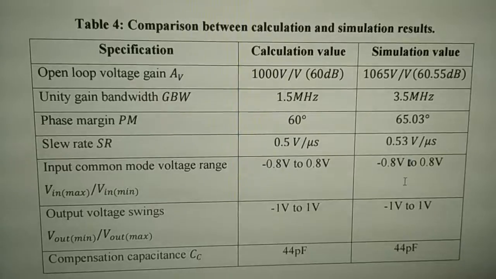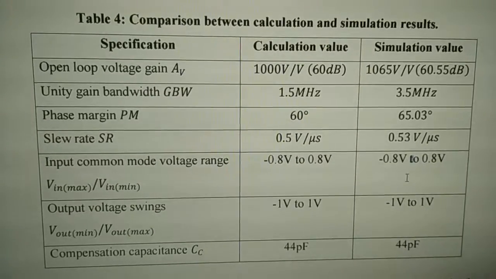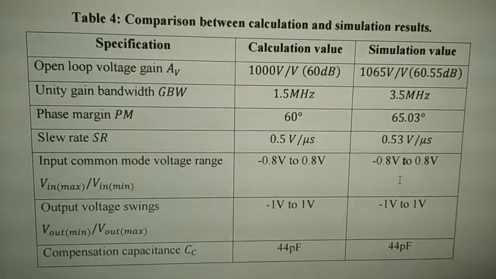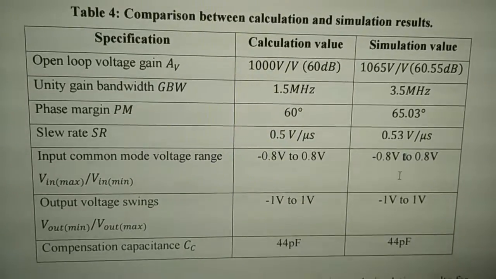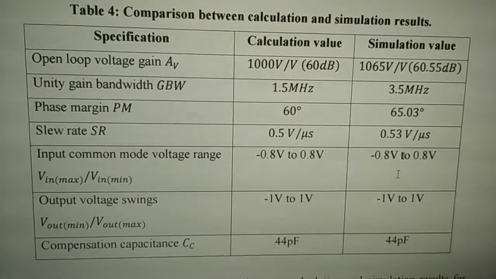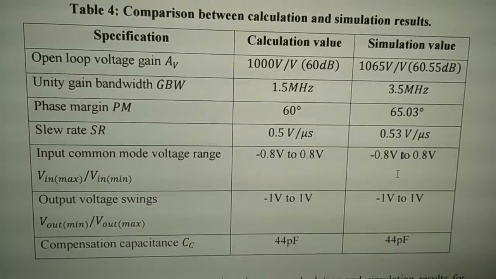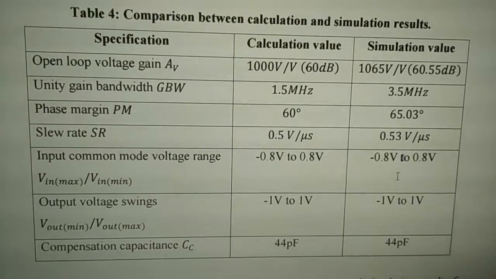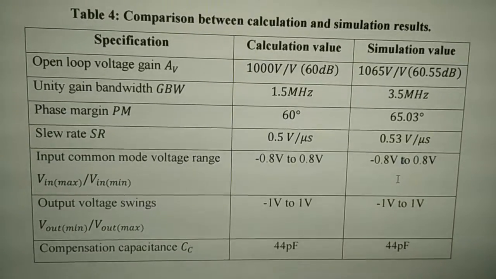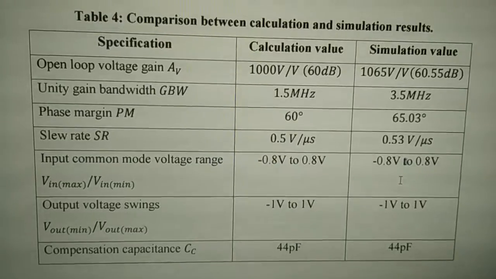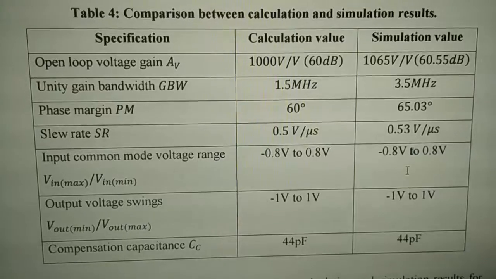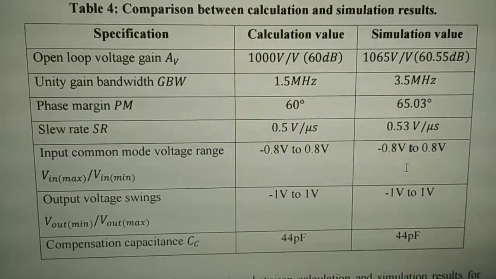For the slew rate, the calculated value is 0.5 volt per microsecond, while the simulated value is 0.53 volt per microsecond. For the input common mode voltage range, the calculated and simulated values are the same, from negative 0.8 volt to 0.8 volt. For the output voltage swing, the simulated value is the same as the calculated value, from negative 1 volt to 1 volt. For the compensation capacitor, the calculated value is the same as the simulated value, which is 44 picofarad.